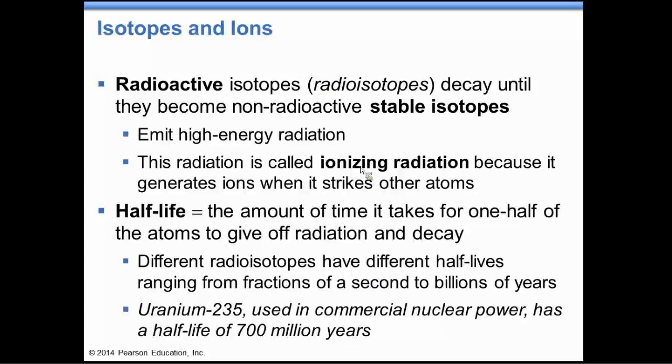Some isotopes, called radioisotopes, are radioactive and decay by changing their chemical identity as they shed subatomic particles and emit high-energy radiation. The greatest danger from radioisotopes occurs when they enter the bodies of organisms through the lungs, skin, or digestive system. The damaging radiation emitted by radioisotopes is called ionizing radiation because it generates ions when it strikes molecules. Each radioisotope decays at a rate determined by that isotope's half-life, the amount of time it takes for one-half of the atoms to give off radiation and decay.